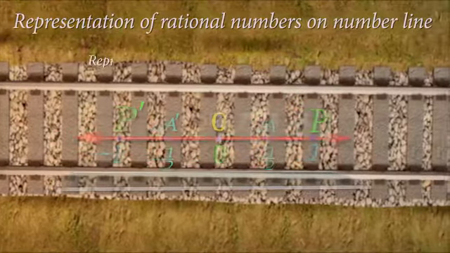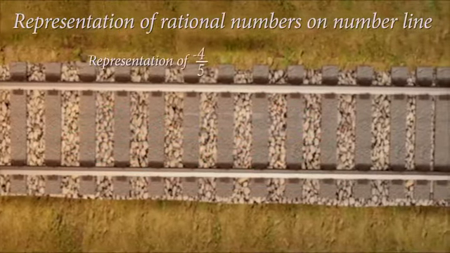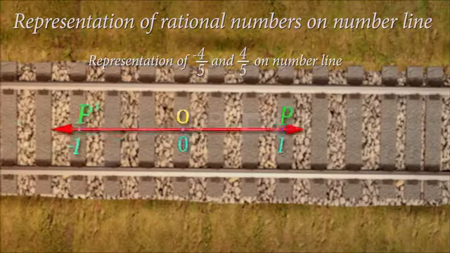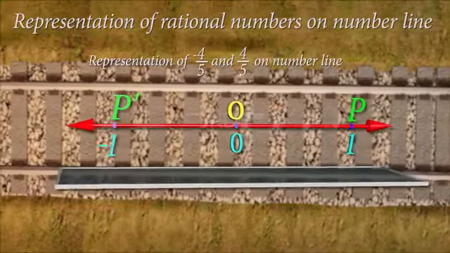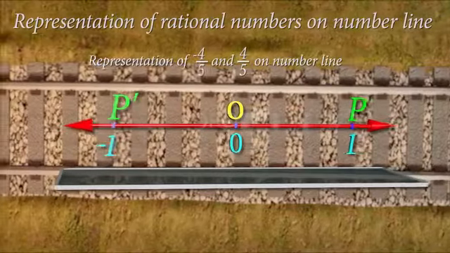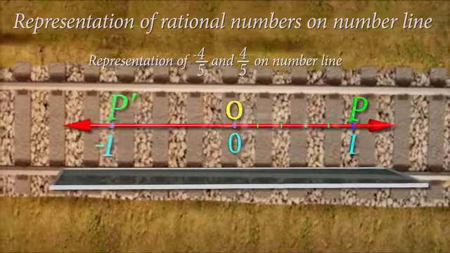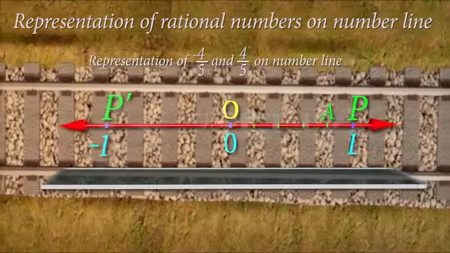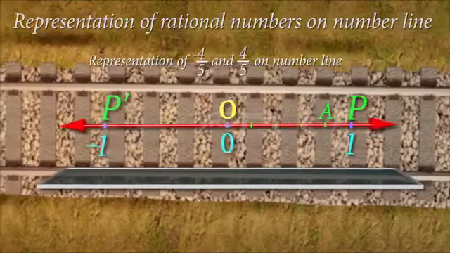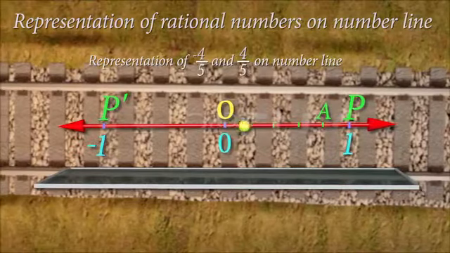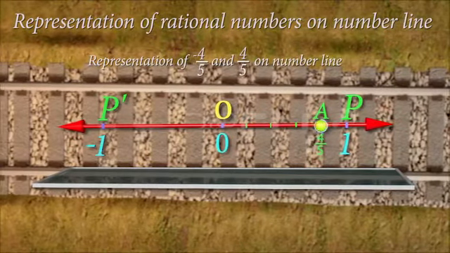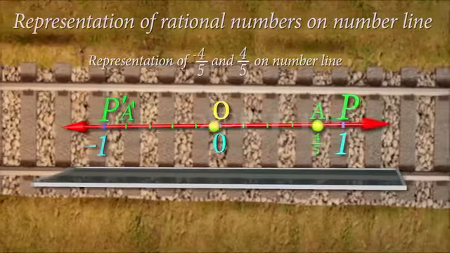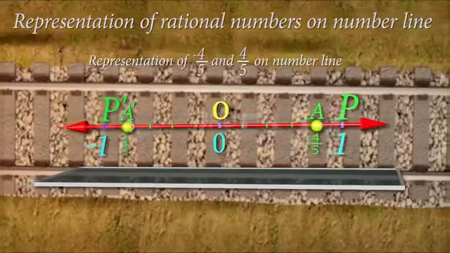Now, let us represent 4 by 5 and -4 by 5 on the number line. Now, divide OP into 5 equal parts because the denominator is 5. OA is the segment showing 4 parts out of 5 parts. Then the point A represents the rational number 4 by 5. Similarly, the point A' represents the rational number -4 by 5.